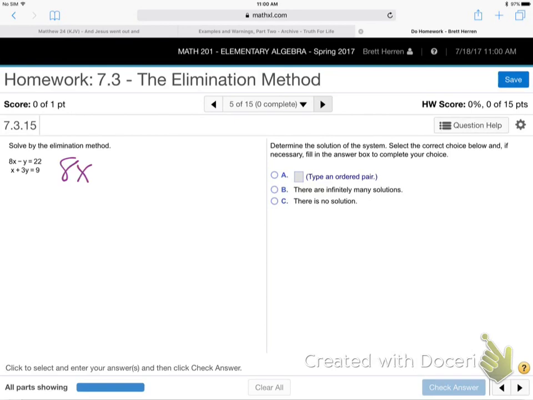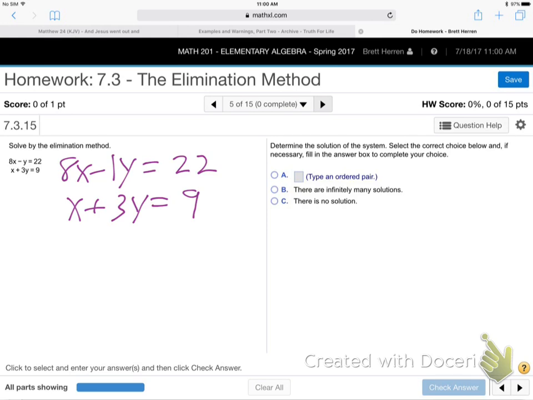So 8x minus y is 22. X plus 3y is 9. So look at the y's. They're not opposites, huh? They're not opposites. So you've got to make them opposites. The top one is a negative 1y, huh? What do we got to make that top y become so these guys will be opposites? 3, yeah. So take that top equation, multiply through by 3.